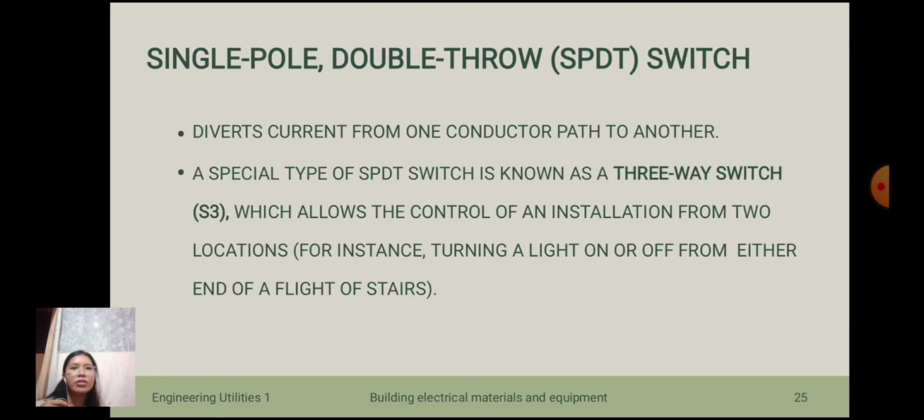And then we have the single pole, double throw, or SPDT switch. It diverts current from one conductor path to another. A special type of SPDT or single pole double throw switch is known as a three-way switch, which allows the control of an installation from two locations. For example, may isa tayong lights and then you can open the light from different locations. So, for instance, turning a light on or off from either end of a flight of stairs. So, single pole double throw.